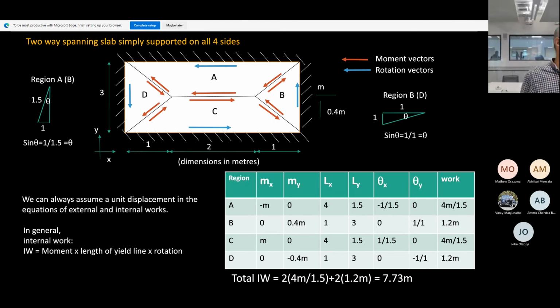We haven't finished. Next week I'm going to come back to this example, explain it again and then finish it. So I'm going to stop the recording. Next week we will revisit this example. Go over it on your own, please, and try to understand the vectors for the moments and the rotations. Then next week we will have another look at this same example. Okay, thank you.